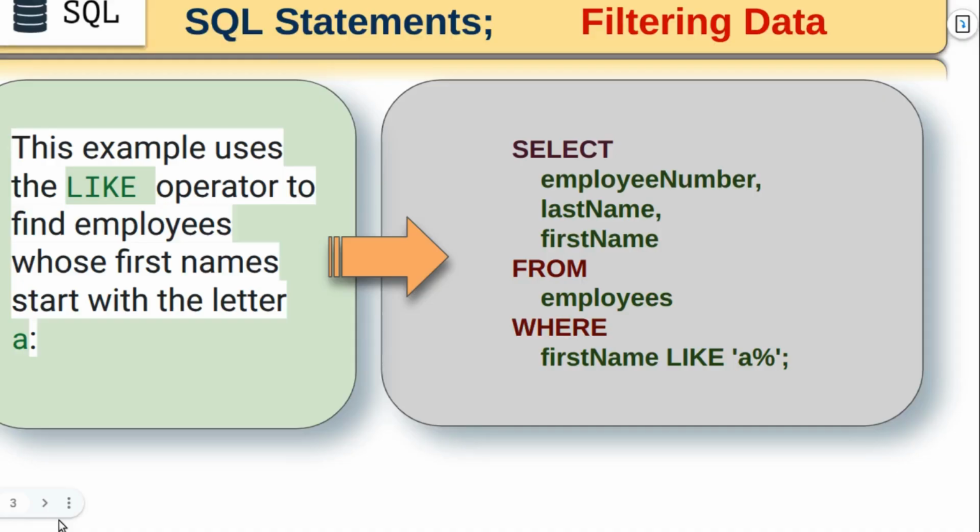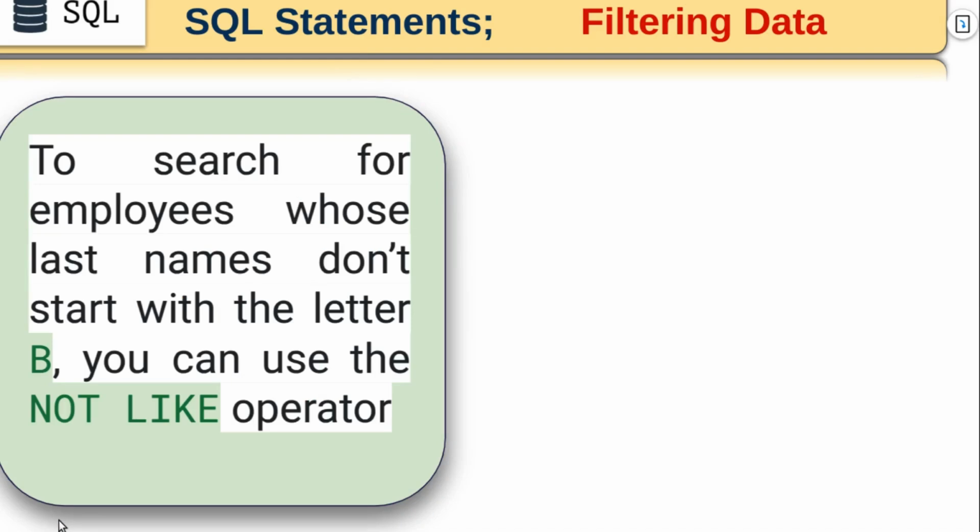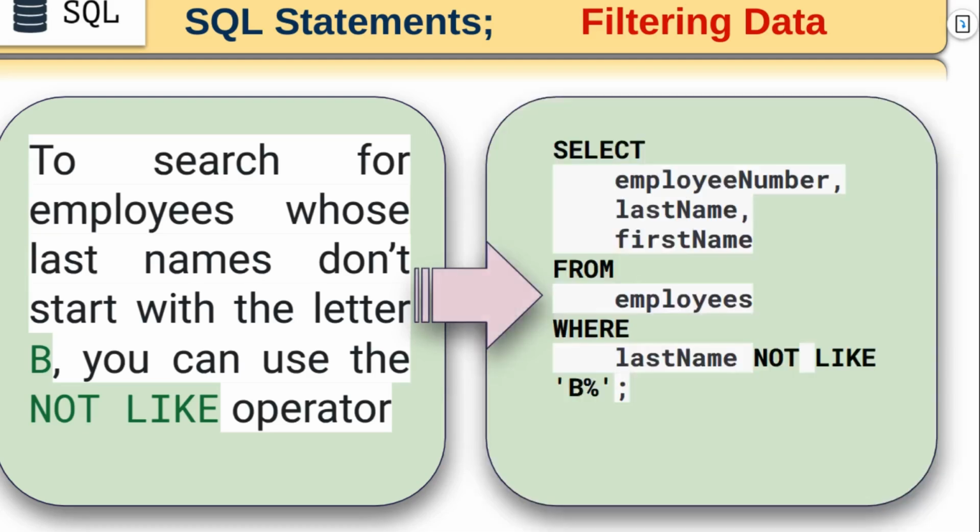We can also use the NOT LIKE operator, right. So we will see how we can use the NOT LIKE operator. Like in this query: select employee number, last name, first name from employees table, where last name not like B percentage. That means this query is asking for the employees whose last name doesn't start with the letter B, right. So let's practice this query on the terminal.